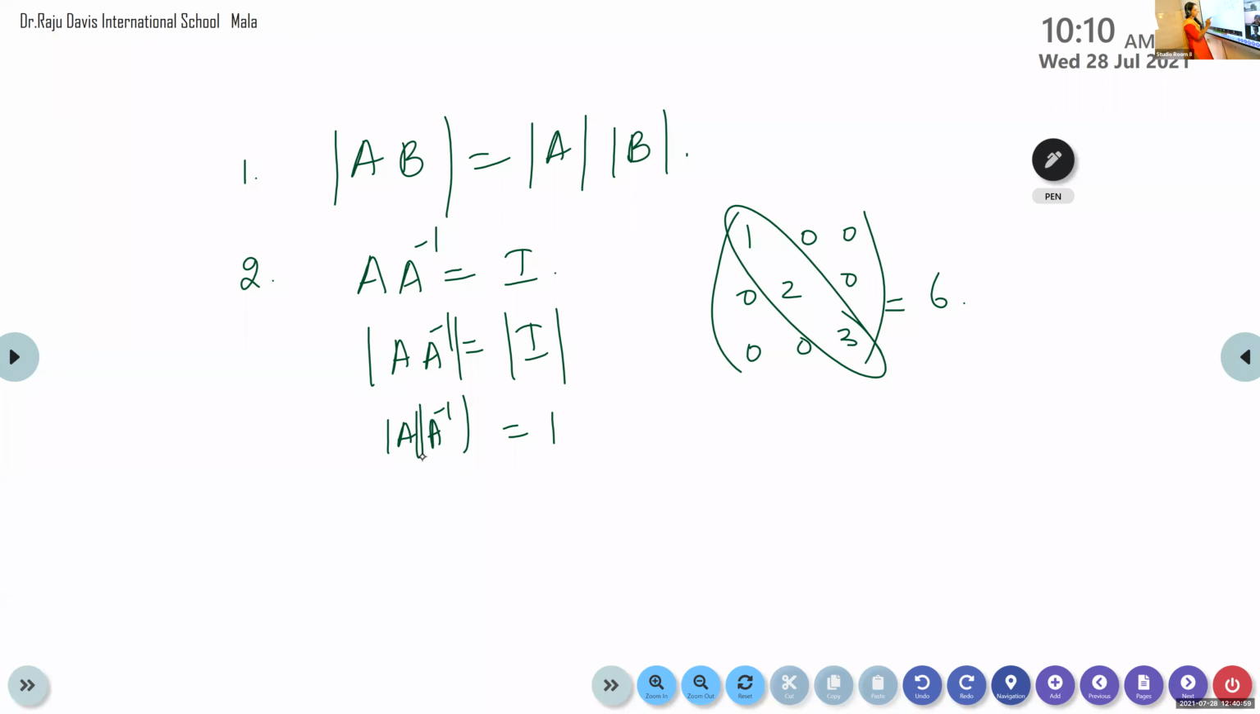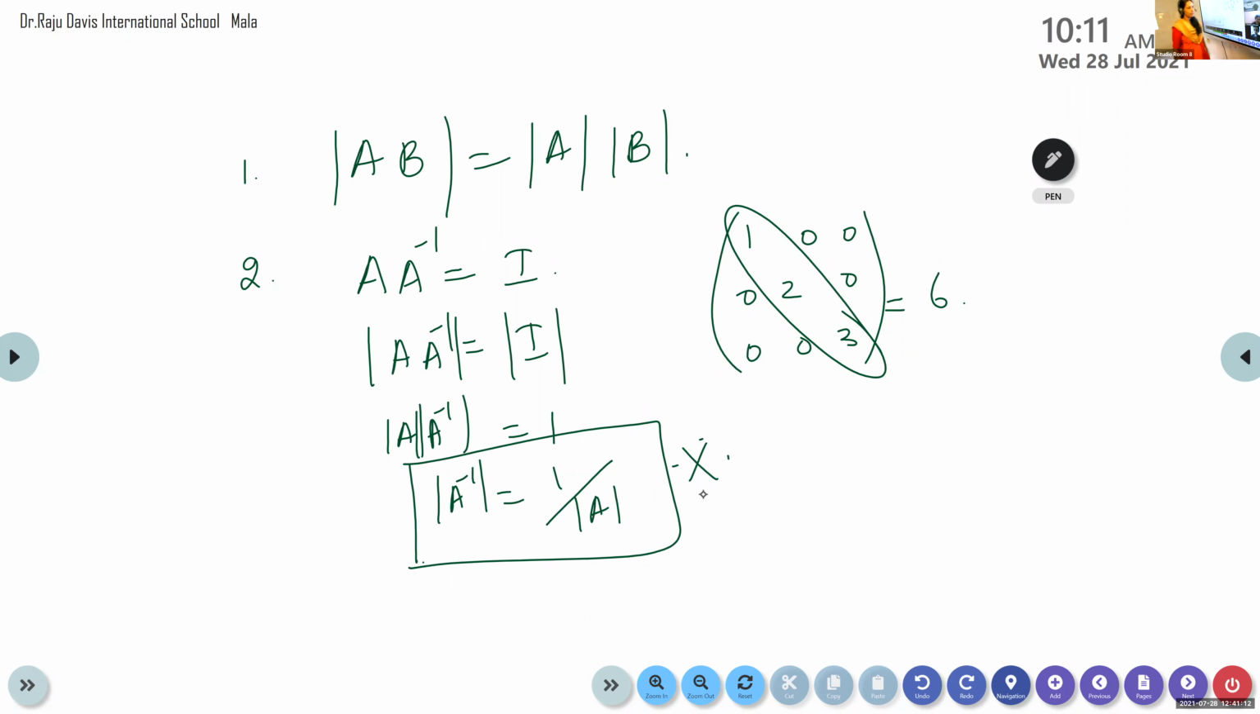Determinant AB is determinant A into determinant A inverse. So what will be determinant A inverse? It is 1 by determinant A. What is determinant of A inverse? It is 1 by determinant A. These are the 2 properties we are learning.